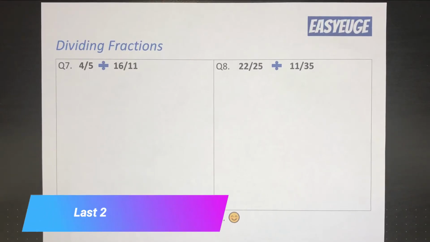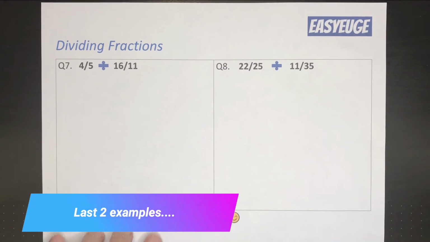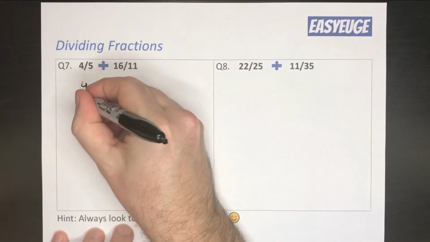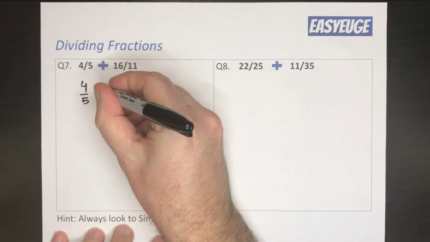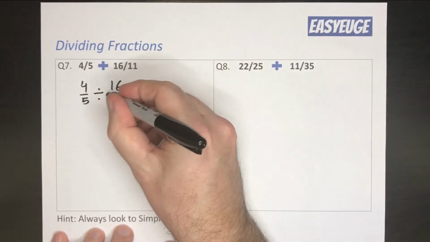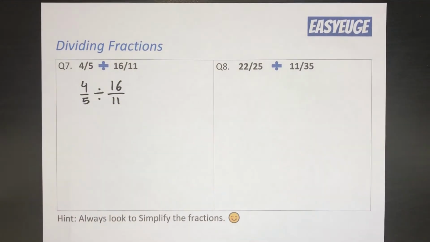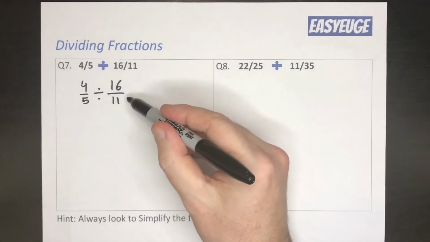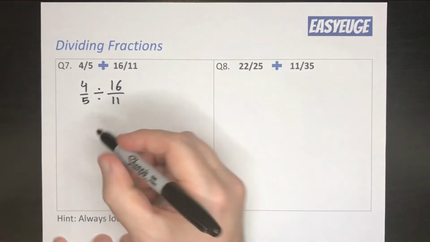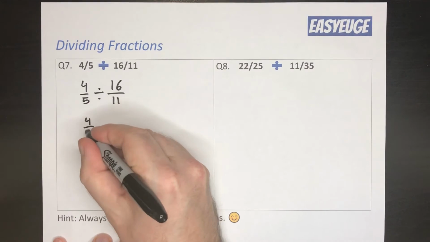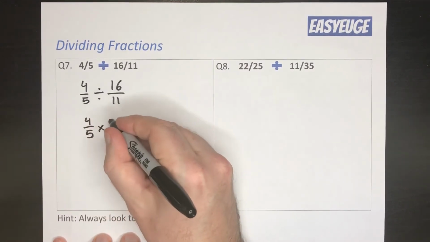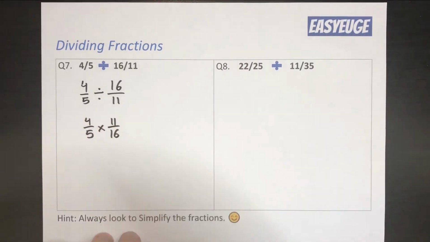The last two examples for you are 4 over 5 divided by 16 over 11. Now we know that we're just simply going to use the reciprocal of this and multiply. So let's rewrite that down. 4 over 5 multiplied by 11 over 16.